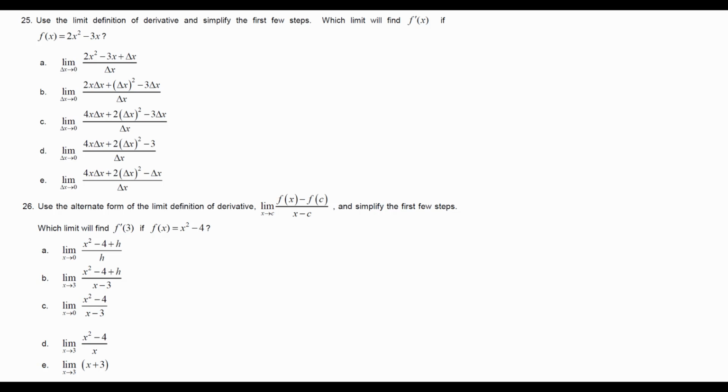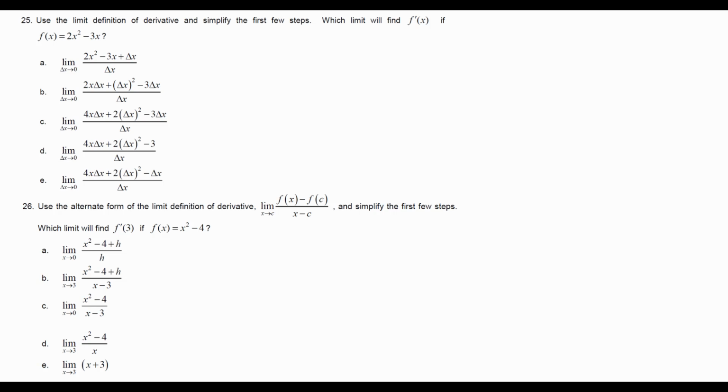Number 25. Use the limit definition of derivative and simplify the first few steps. Which limit will find f prime of x if f of x equals 2x squared minus 3x? So we're going to have to use the definition of derivative, and while we do that, if we find any of these answers from the multiple choice A through E, we will stop.